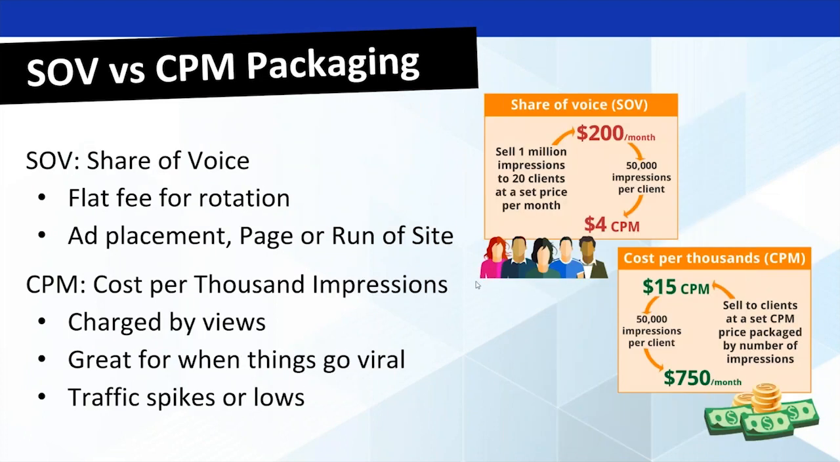Next, I want to talk a little bit about SOV versus CPM. SOV is share of voice, and that's where you're selling basically a flat fee and it goes in rotation. So, for example, here on this slide, I've got a total of 1 million impressions. I'm going to sell 500,000 to 20 clients, and that should average about a $4 CPM per month. Problem with that is that you can't make any more money than that. And what if you only sell 10 clients? Now you're down to a $2 CPM. Same amount of inventory, but you're making less money because you couldn't sell all the stuff.